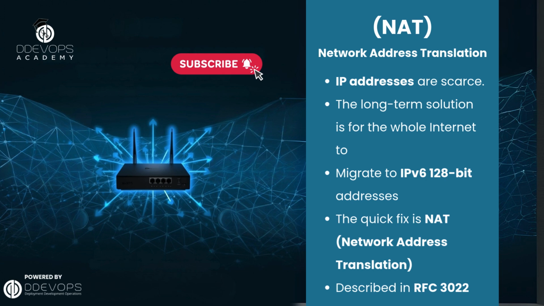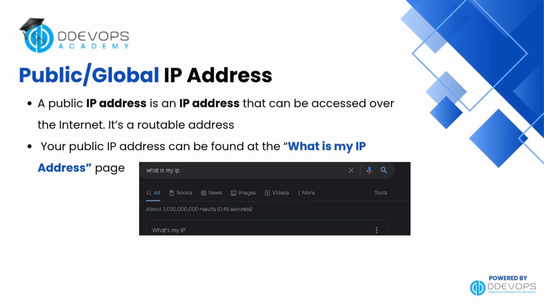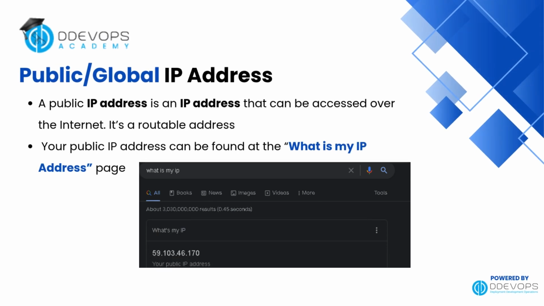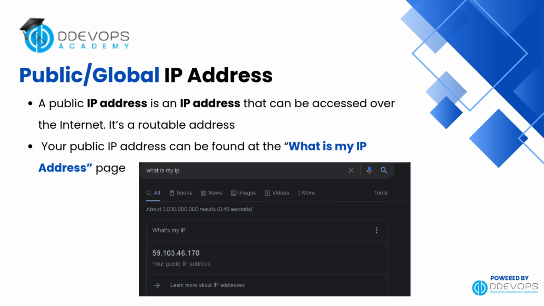In simple words, NAT acts like a middleman between your local network and the Internet. It hides your private IP addresses and translates them into one public address, and vice versa. Public, global IP address. A public IP address is an IP address that can be accessed over the Internet. It's a routable address. Your public IP address can be found at the "What is my IP address?" page.